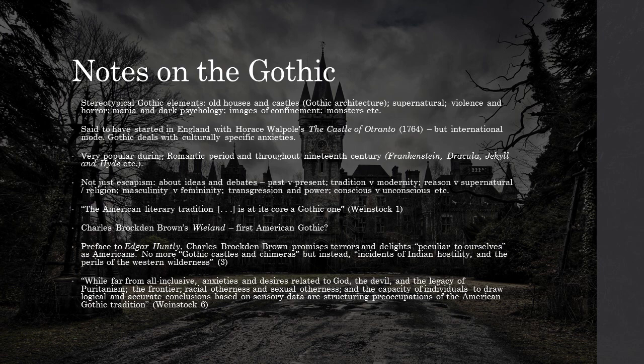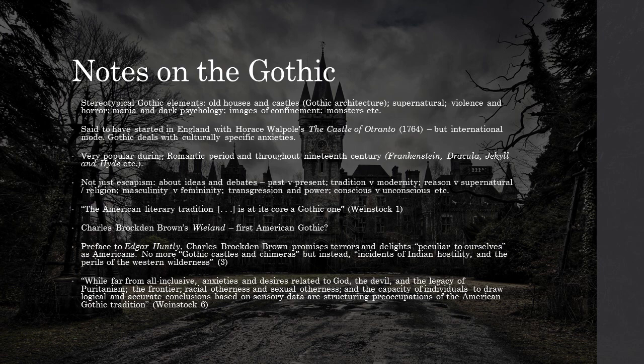The Gothic is said to have started in England with Horace Walpole's The Castle of Otranto in 1764, but it's important to note that it's a very international mode. There was German Gothic, French Gothic, and of course American Gothic. And many critics argue that the Gothic actually deals with culturally specific anxieties. Anxieties which are particular to a particular nation, a particular community, a particular group of people.